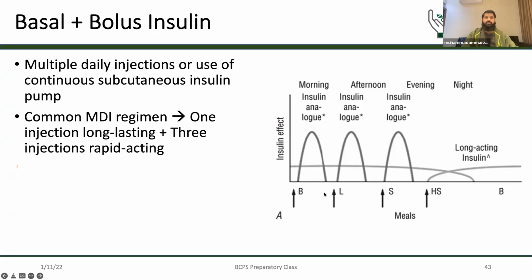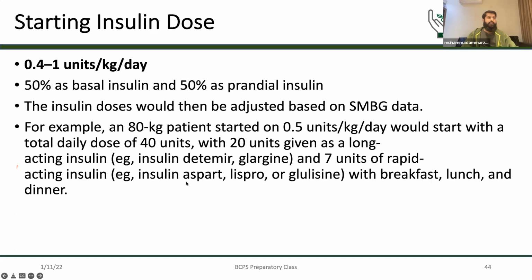So after breakfast, after lunch, after supper, and at bedtime, you are taking long-lasting insulin, which will mimic basal insulin levels. So how much insulin should you start with? 0.4 to 1 units per kg per day, and you should divide it as 50% as basal insulin and 50% as prandial insulin.